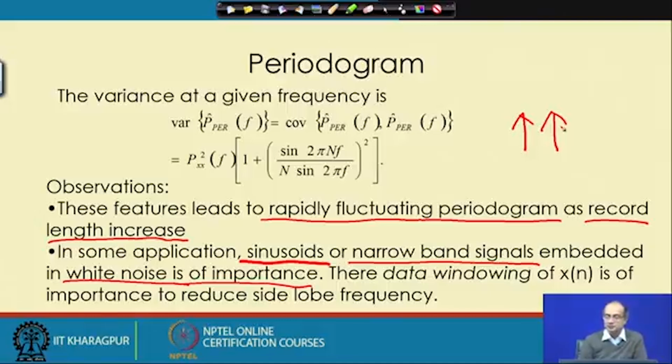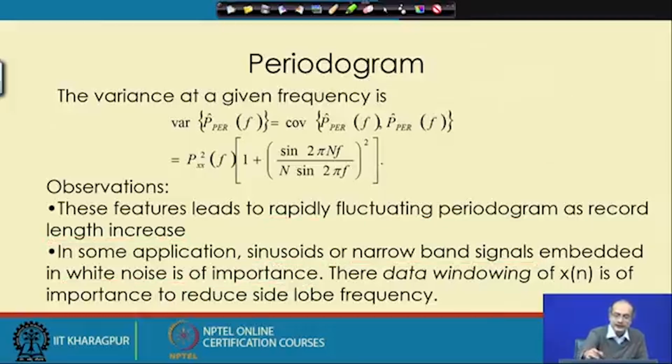So, what can happen? These two may get merged because of these fluctuations. So, you would not find that there is a moving target. In this case, data windowing becomes very important to reduce the side lobe. So, that is one thing we realize, that if we have to use the periodogram, we need to use some kind of windowing. Without that, we cannot go ahead, and this windowing is just to take care of this rapidly fluctuating periodogram.